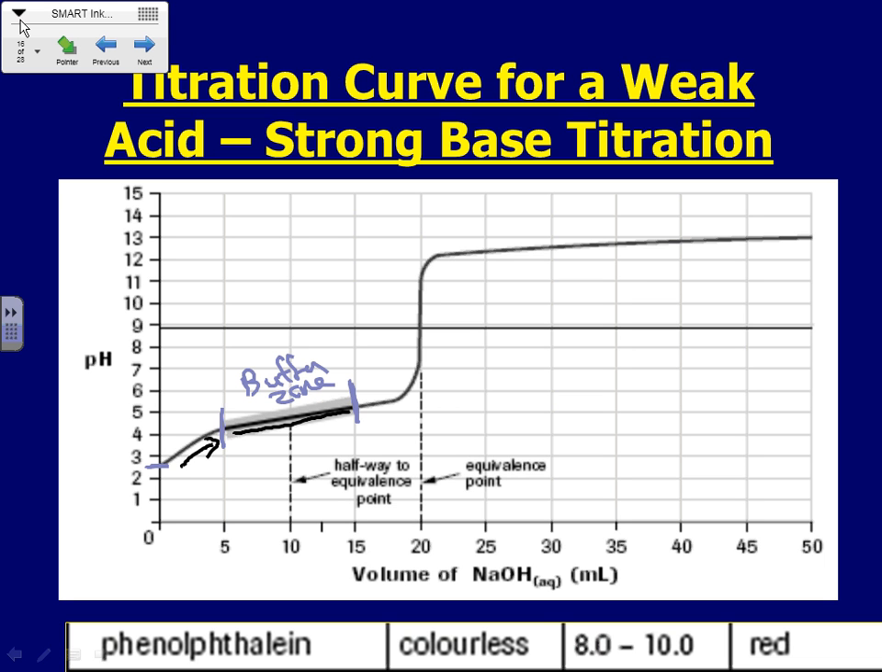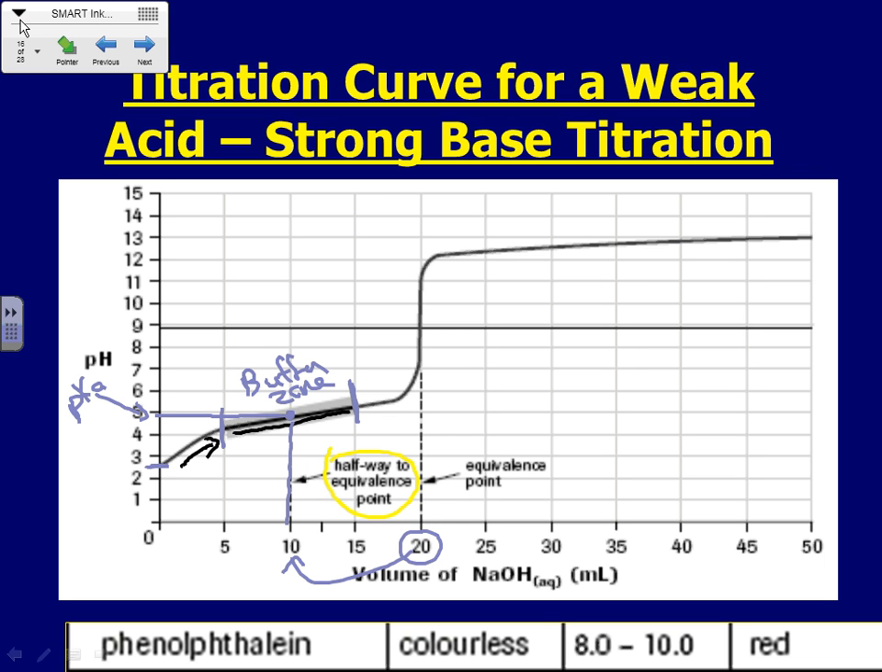An important part of that buffer zone is right in the middle, the halfway point to the equivalence point, all right? If we were to measure the pH at this point, right here, there's my line, that pH would be equal to the pKa. I could actually determine the Ka at that halfway point to the equivalence point. The equivalence point was 20, halfway is 10. If I looked at that pH, I could actually get the Ka. And that's how the Ka is determined for many weak acids.